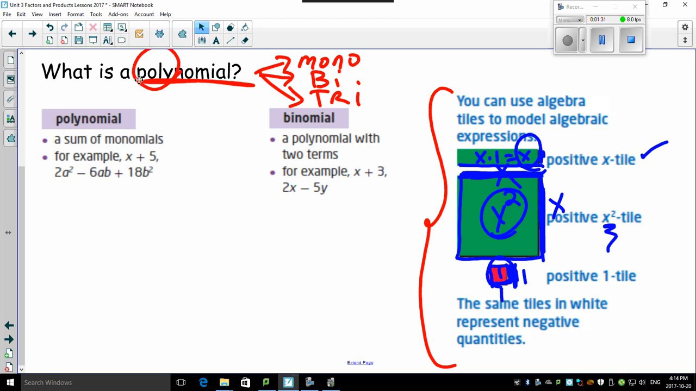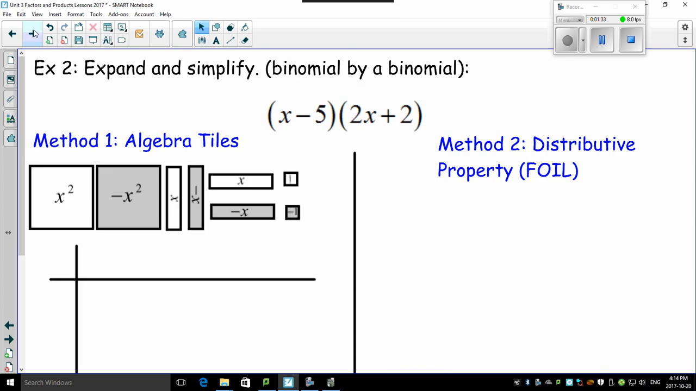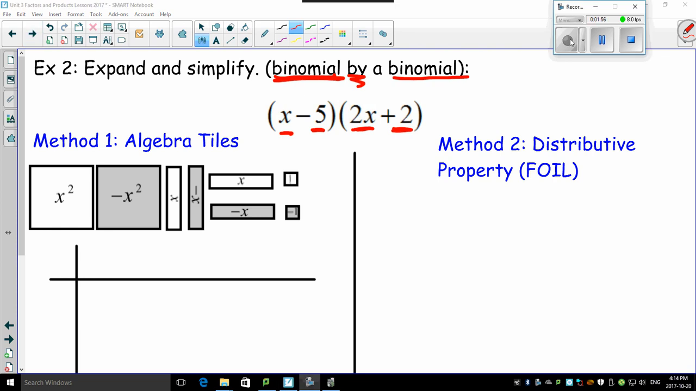Now, let me show you something really cool here, okay? If I give you a binomial times a binomial, what do I mean by that? I give you a polynomial that has 2 terms, and I'm going to multiply it by another binomial that has 2 terms. I'm going to use Algebra Tiles to show you how this works. Okay, so here's how it works.